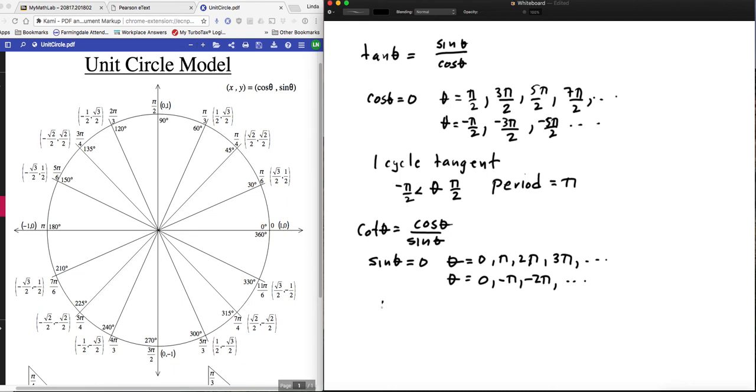All right, so one cycle for cotangent, again, we want between two asymptotes, so for cotangent we go between 0 and pi. And again, the period here is pi. All right, now both tangent and cotangent are considered odd functions because sine is odd and cosine is even. So when you put the two of those together, you're going to get an odd function.